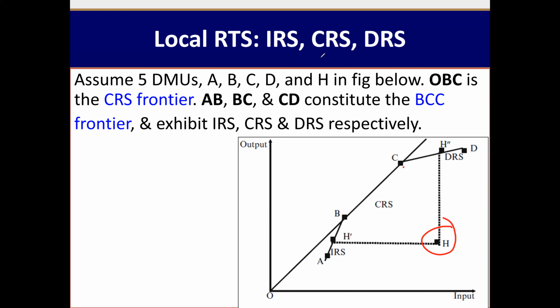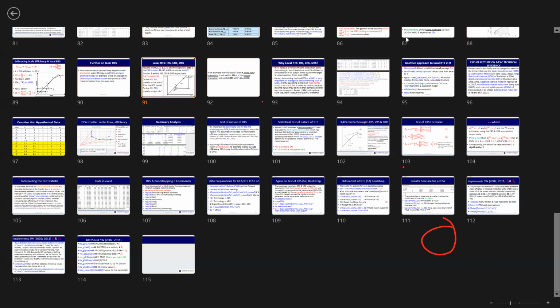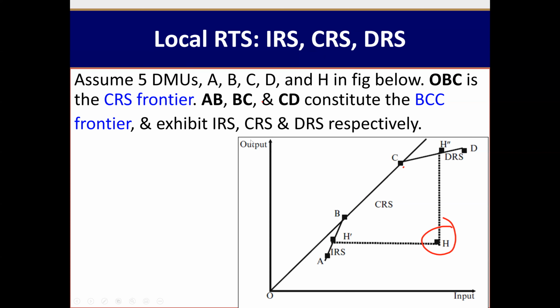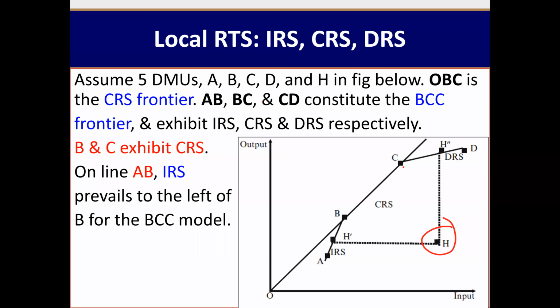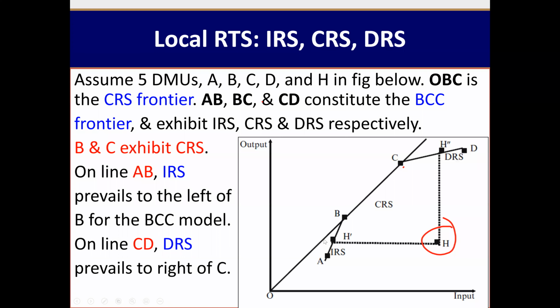Now, which one is exhibiting what? Well, you can see this so beautifully here. You will notice that B and C are exhibiting CRS, but when you look on line AB, IRS is prevailing to the left of B. Okay, so that's the section there. And then when you look at CD, DRS is prevailing on that section. But let's look more at H, because that for me is important.